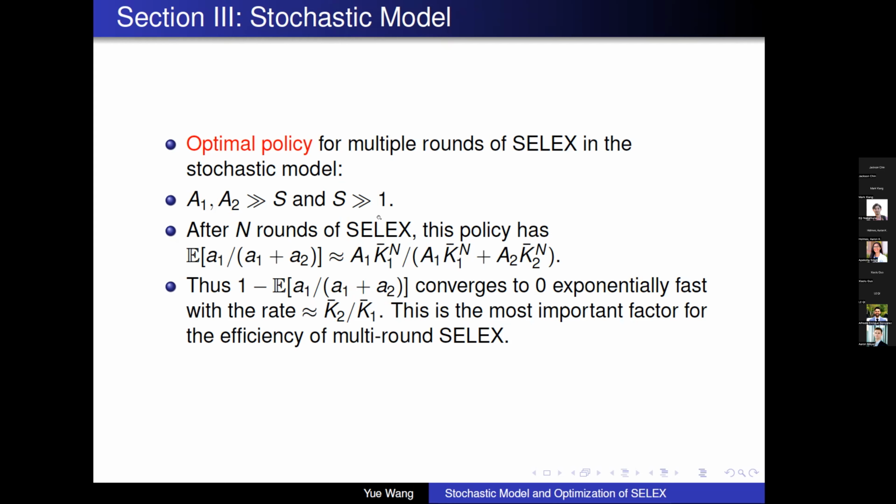Then after n rounds of SELEX, this policy has reached this proportion, and we can prove this is the upper bound. And we can see that this proportion converges to 1, and the difference here converges to 0 exponentially fast. And the decay rate is K2 bar over K1 bar. This factor is the most important one for determining the efficiency of multi-round SELEX.